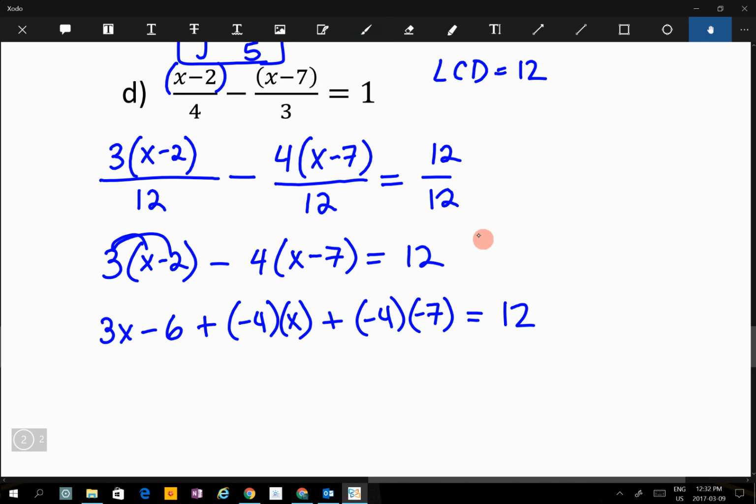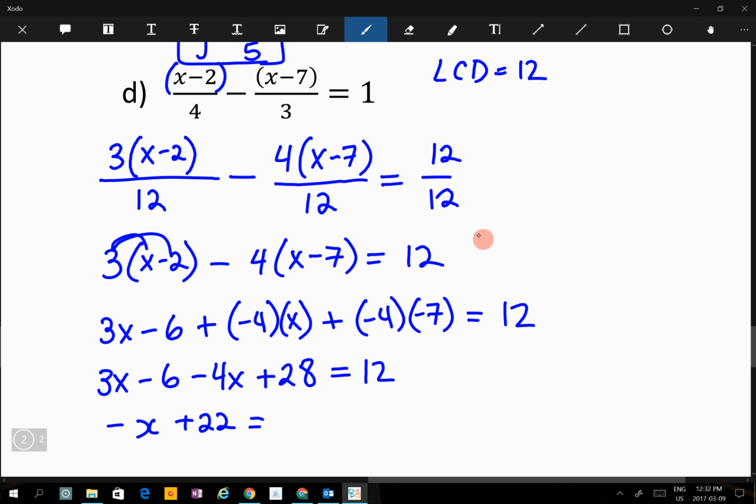Then we'll simplify a little bit. So 3x minus 6, minus 4x, and then we have minus 4 times minus 7, which is positive 28, equals 12. So 3x minus 4x is just a negative x, and then negative 6 plus 28 is plus 22, and that equals 12.